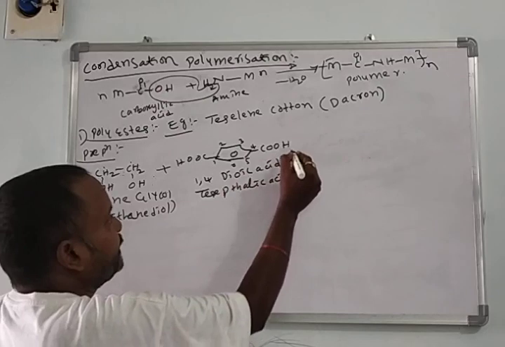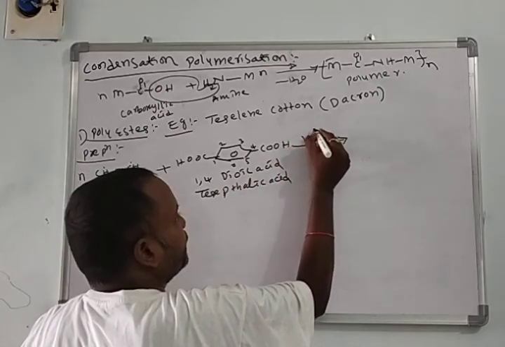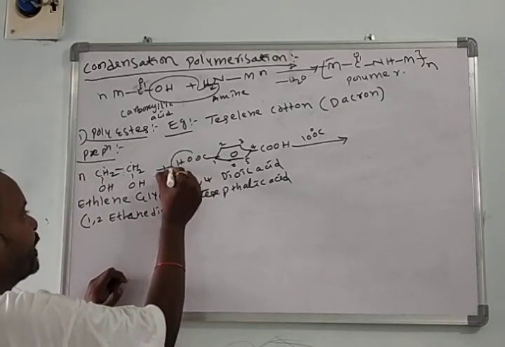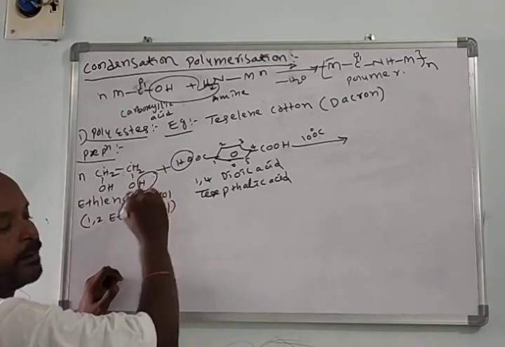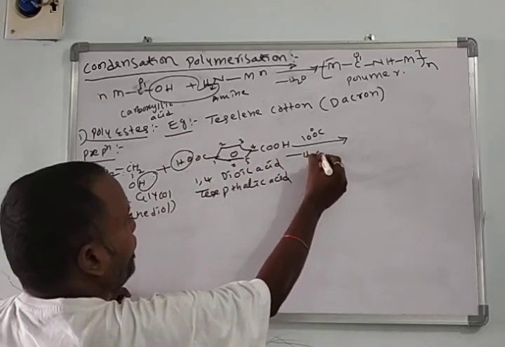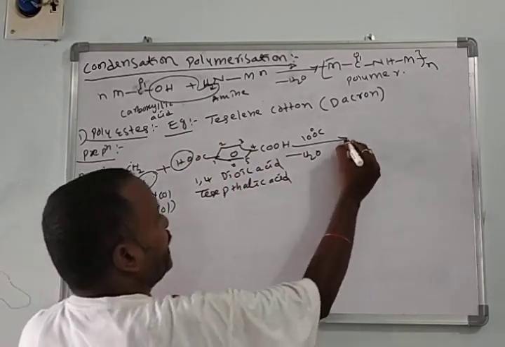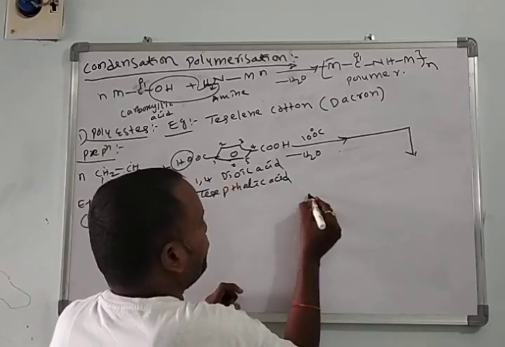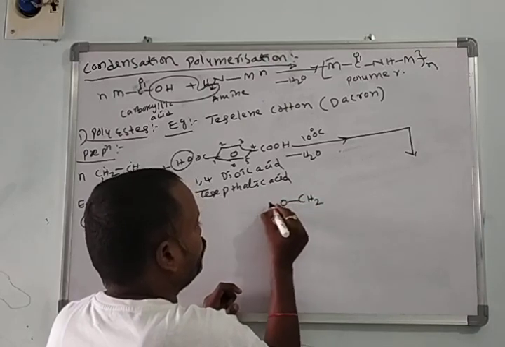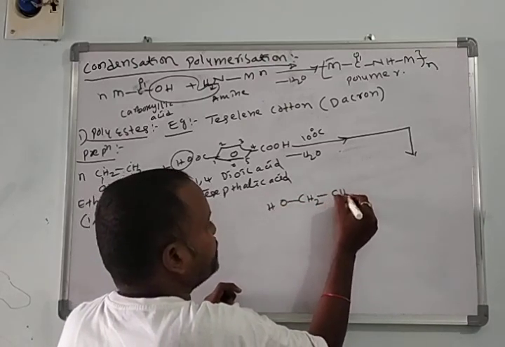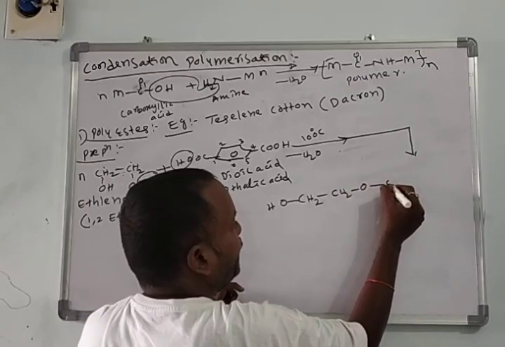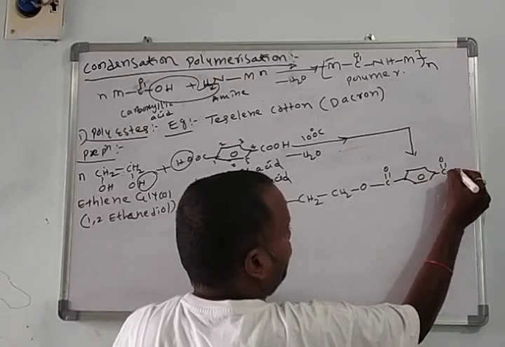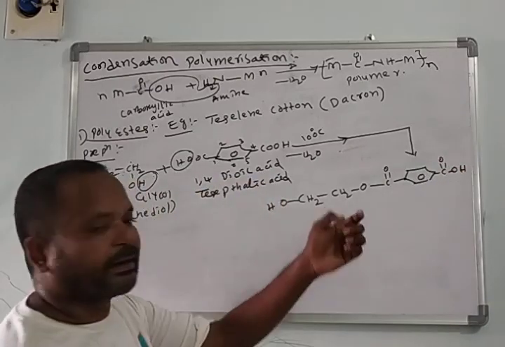Ethylene glycol and terephthalic acid react with each other at 100 degrees centigrade temperature. What happened? Here from OH, here from H, it loses the water molecule. And we'll get the monomer: CH2OH, CH2 O, and here C double bond O, C double bond O, OH. This is the terylene cotton monomer.